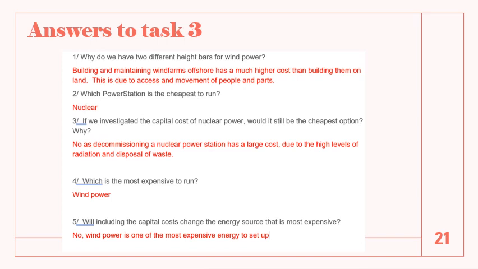Which power station is cheapest to run? Nuclear. If we investigated the capital costs of nuclear power station, would it still be the cheapest option? No. This is because decommissioning the nuclear power station, or shutting it down, has a large cost due to the high levels of radiation and disposal of waste.